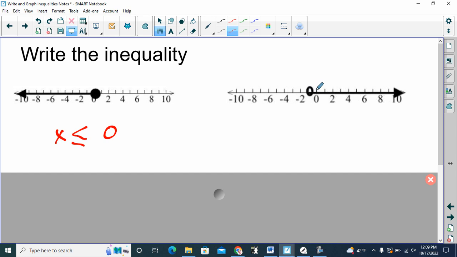This one, notice my open circle's in between 0 and -2, so that would be -1. Notice the shading is bigger than the -1 this time. I need my shading to be bigger than the number. It's an open circle, so I do not include the or equal to.